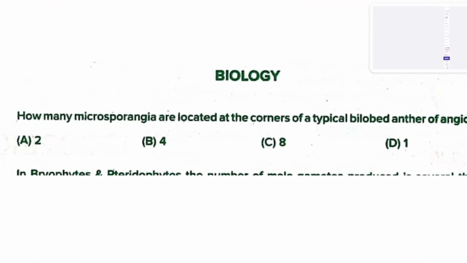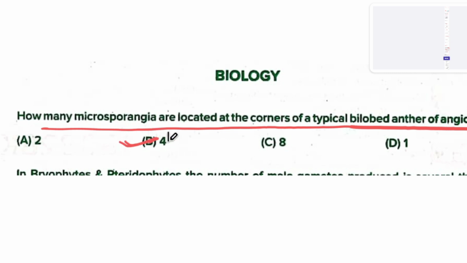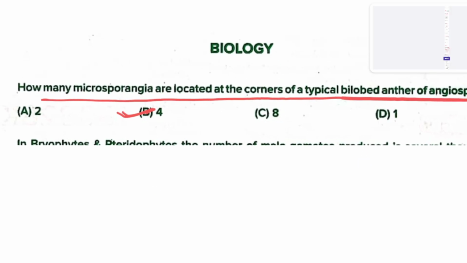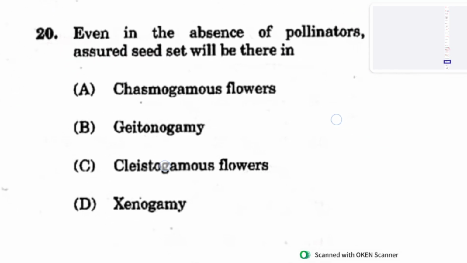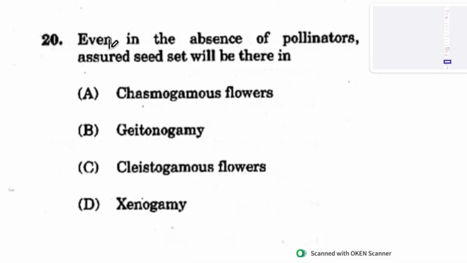The next question, how many microsporangia are located at the corners of a typical bilobed anther of angiosperm? How many are there in a particular bilobed anther? That is 4 in number. 4 microsporangia will be seen, situated in the corners. So B is the right answer. Read out the next question.